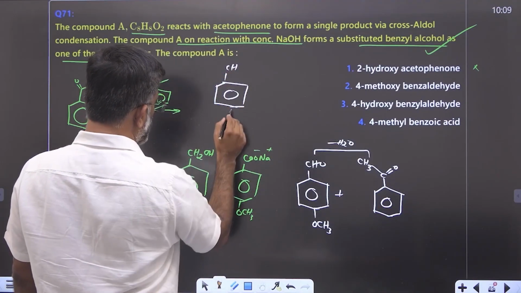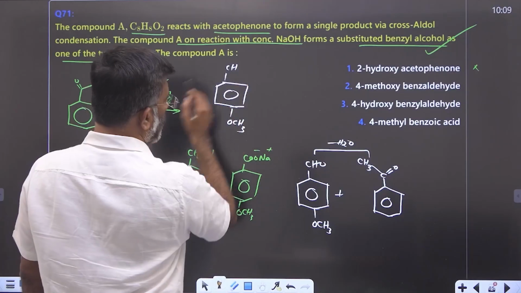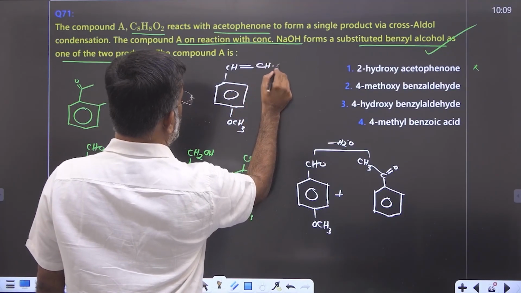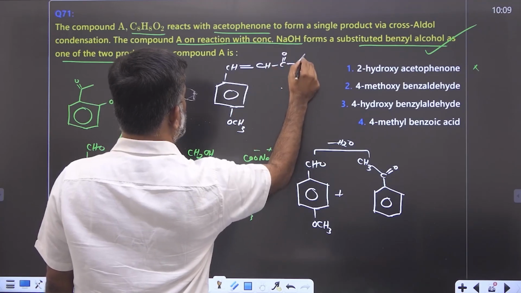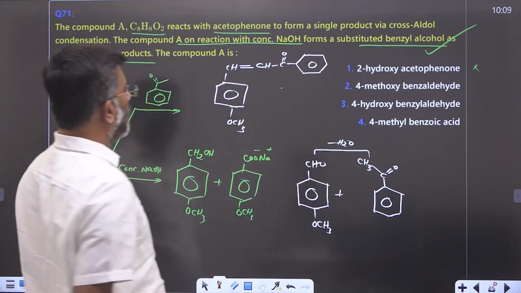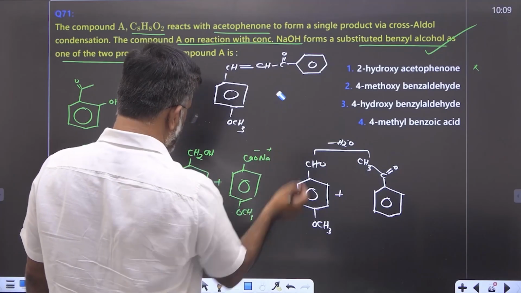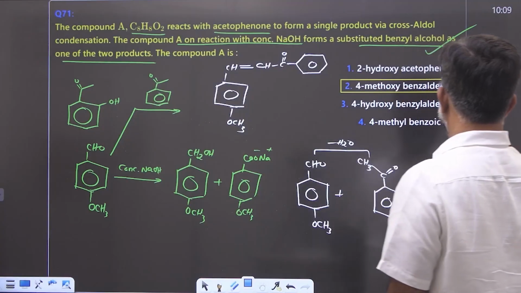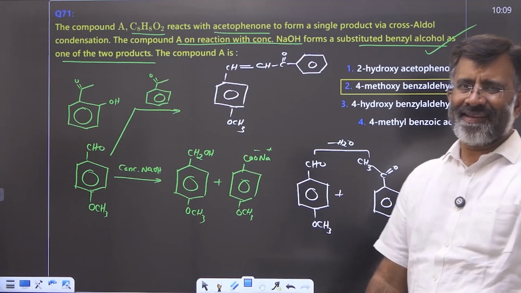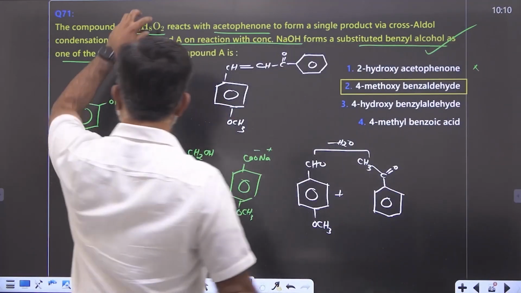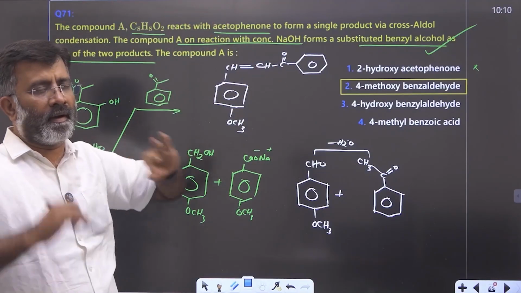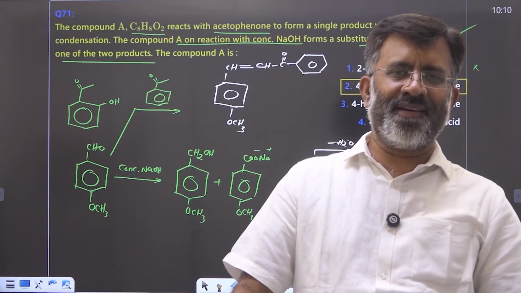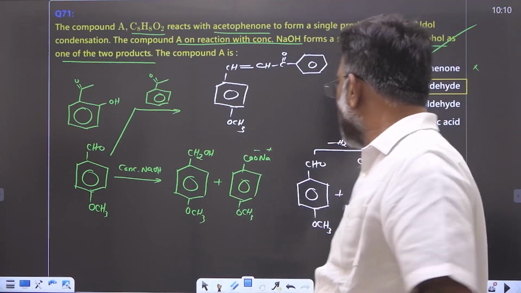Here you have CH, OCH3, and it will be a double bond, CH, CO benzene ring. This is the one and only cross aldol product you get. So that means our answer is the second choice, right? You see, the formula is matching, and all given conditions are perfectly matching for the molecule given in option 2. Okay, what about the other options?